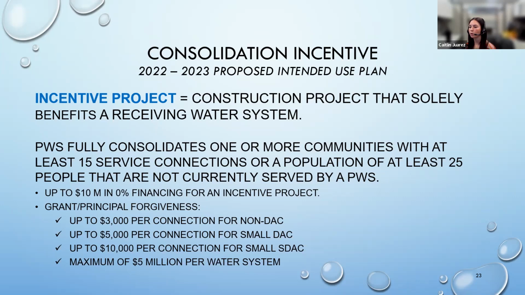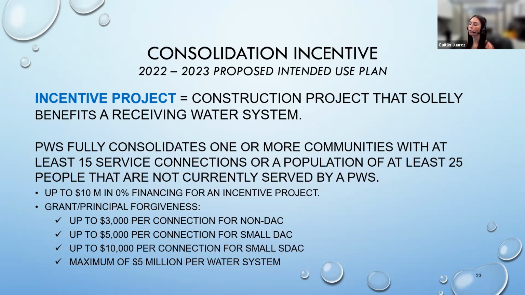A public water system that fully consolidates one or more communities with at least 15 service connections is eligible for up to $10 million of 0% financing for that incentive project. There's also grant and principal forgiveness funding available, and you can see those amounts there. Up to $10 million per service connection for small, severely disadvantaged communities, and they all have a maximum of $5 million for those grants.